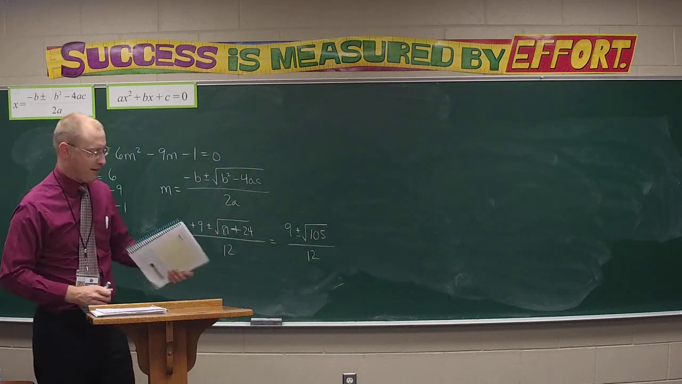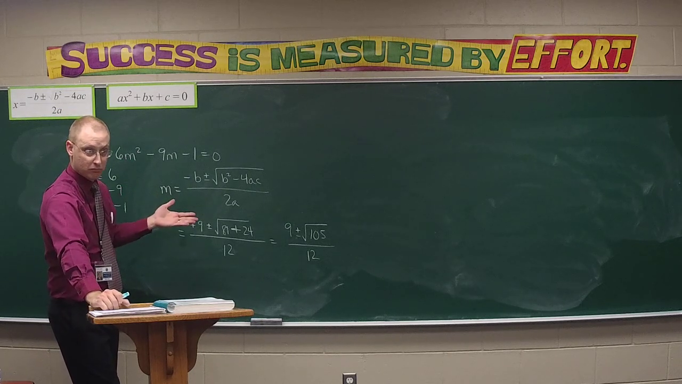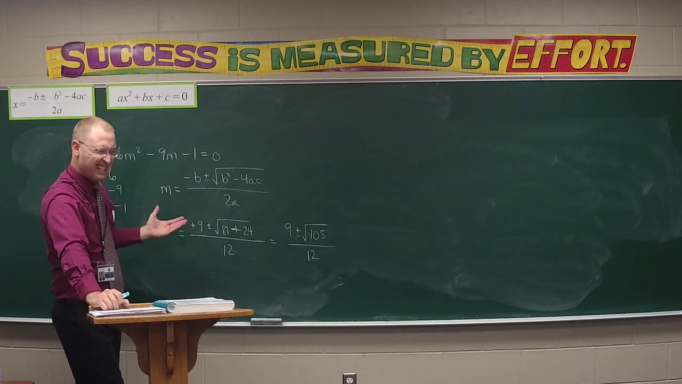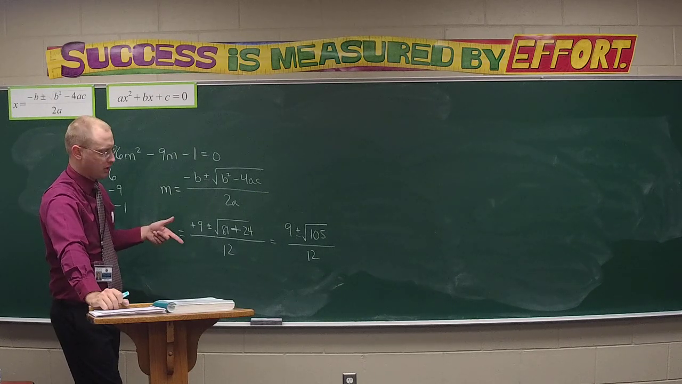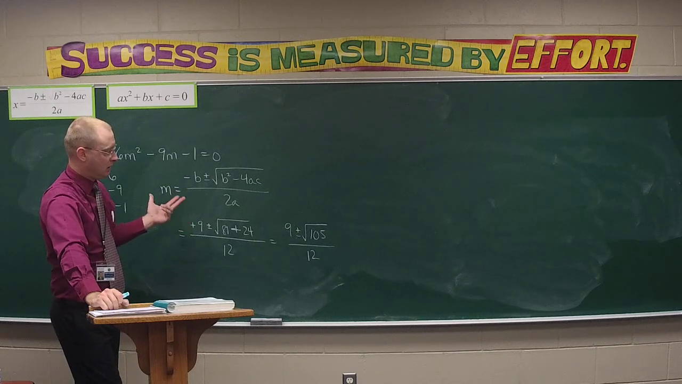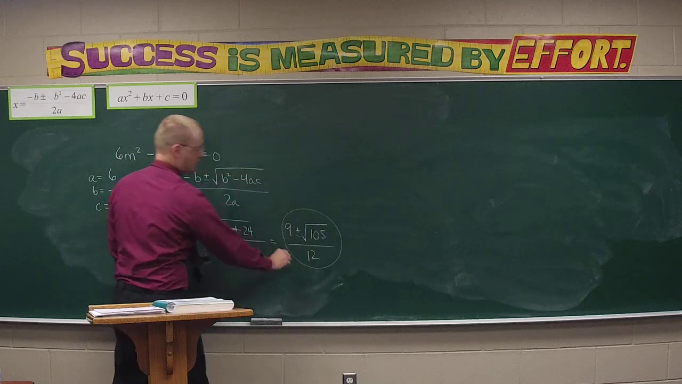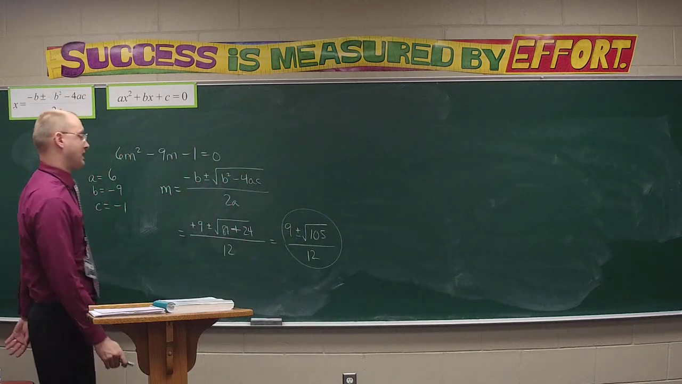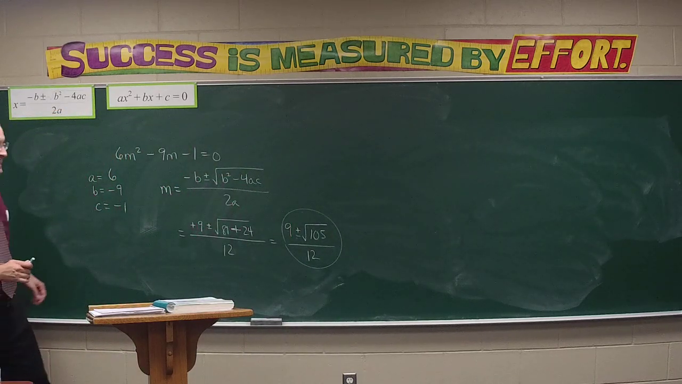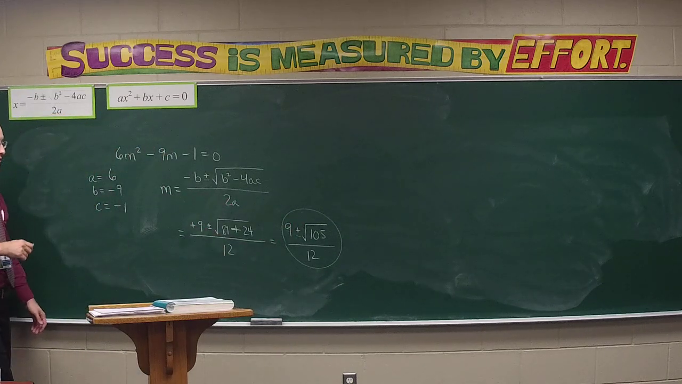I'm looking at 105. I'm like, there's got to be a way to reduce it. Let's think. 4 go in? No. 9? 16, no, because 4 didn't work. 25? 36, no. 49? And the next number's too big, so I guess we have to leave it that way. There's nothing we can do to reduce it unless we did something wrong, and nope, that is the correct answer. Or those are, I should say, the correct answers. 9 plus the square root of 105 over 12, 9 minus the square root of 105 over 12. That's slightly annoying when it doesn't reduce.